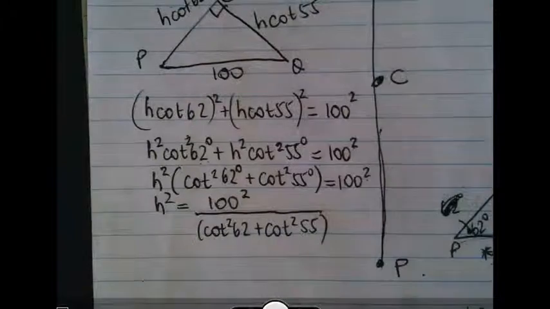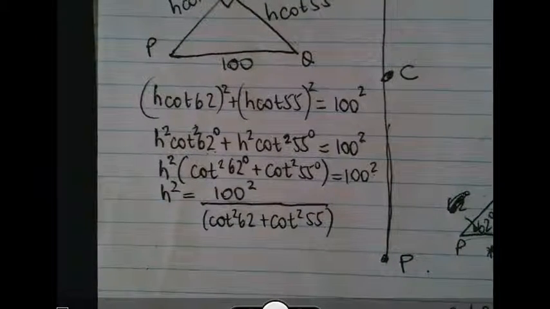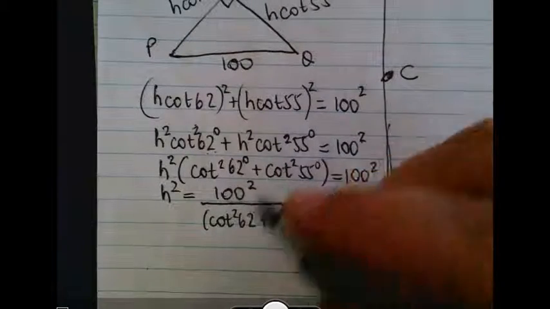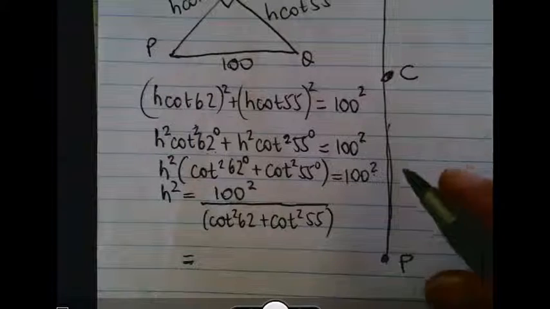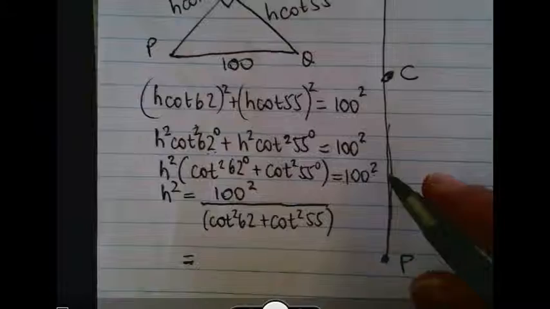Now, your calculator does not have a cot button. It's got a tan button. So you know how they made us write it as cot? I prefer not to write it as cot. I'm going to write them back as tan. Actually, how do you work out cot squared 62? You can't work out cot 62 on your calculator. Cot 62 is 1 on tan 62.